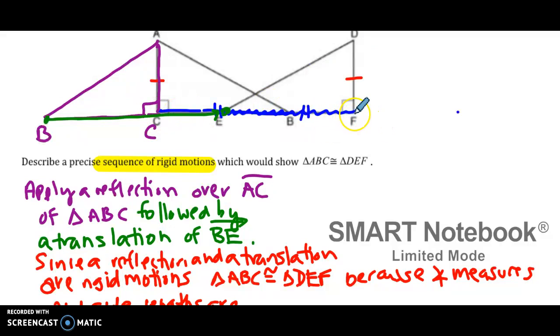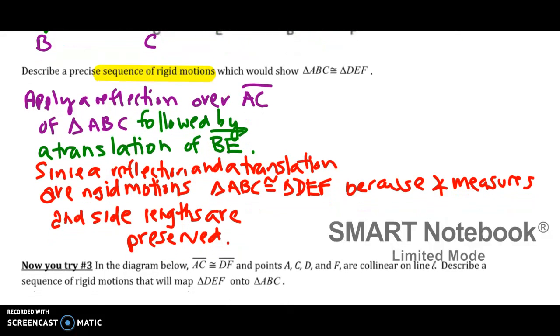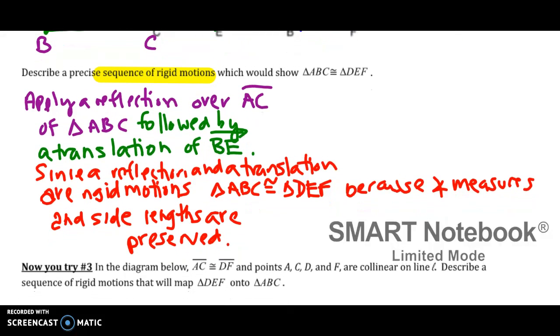Or vice versa. If I'm going to move triangle DEF onto ABC, then I would reflect over DF and I would use a different vector of corresponding points to describe it. So again, it depends on what your description includes in it, as long as those two triangles end up on top of one another.